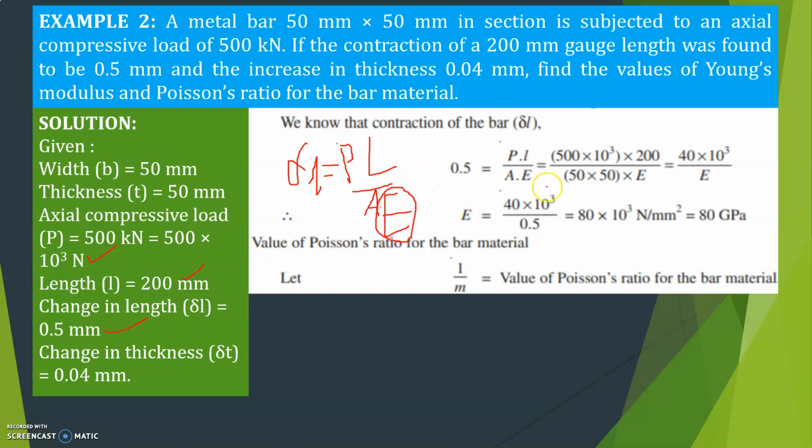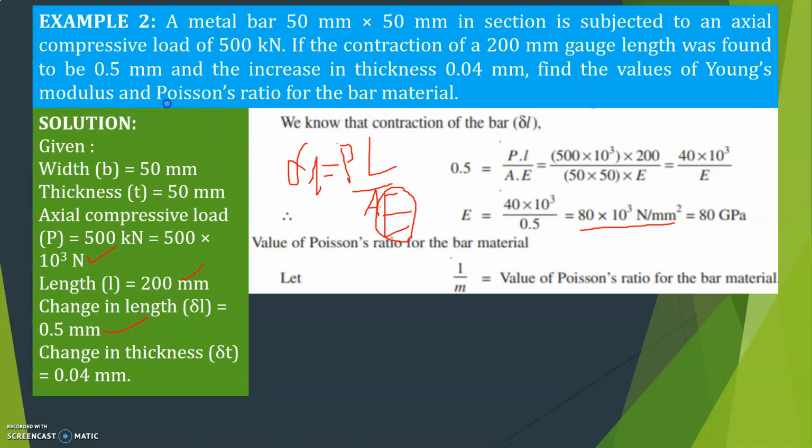When you simplify this, you get E equal to 80 into 10 raised to 3 newton per millimeter square. Why is this newton per millimeter square? Young's modulus is stress divided by strain, P is in newton and area is in mm square. That's why this is in newton per millimeter square. You can write this as 80 GPa also. Now the first thing is done, that is, you calculated Young's modulus.